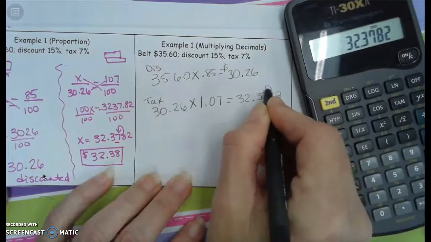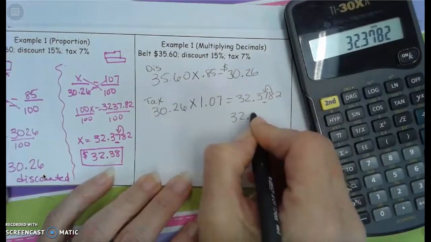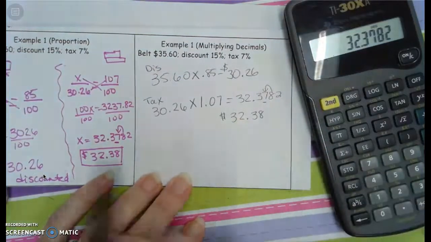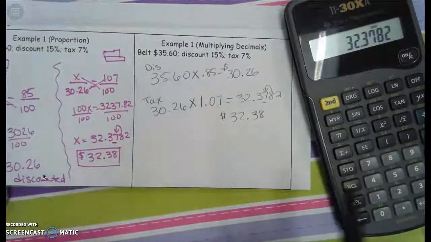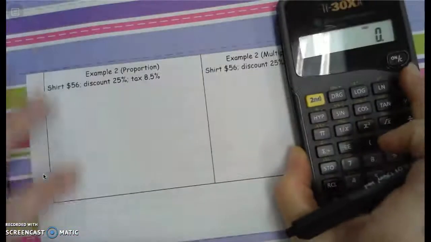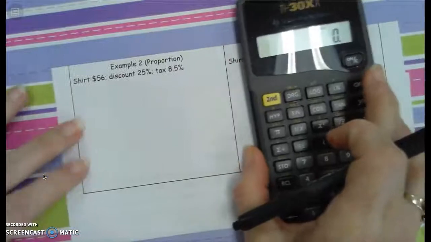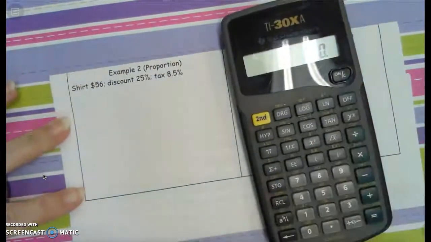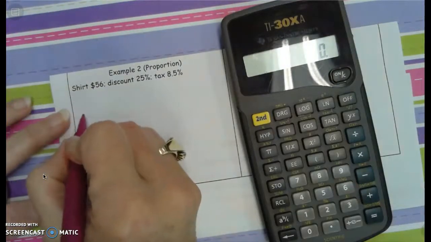So it does not matter which way you do it, you're going to get to the same answer. So whichever way you prefer and have the most success with, that's the way that I would continue to do these. All right. So again, we're going to do it proportion way and then turn around and do it just the multiplying decimals way. So if I want to look at the discount.